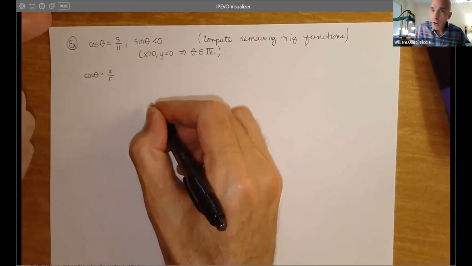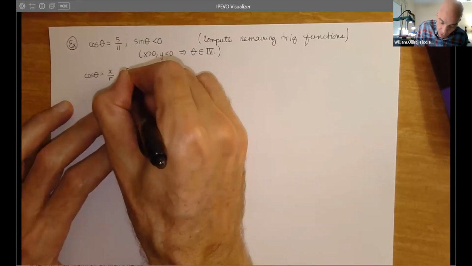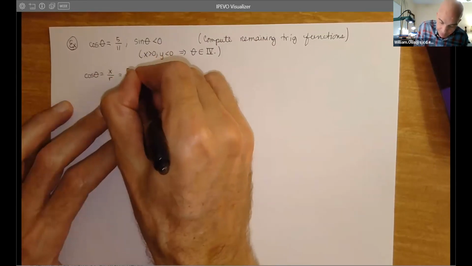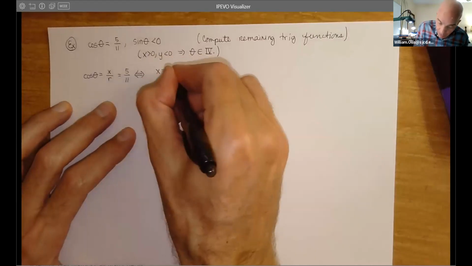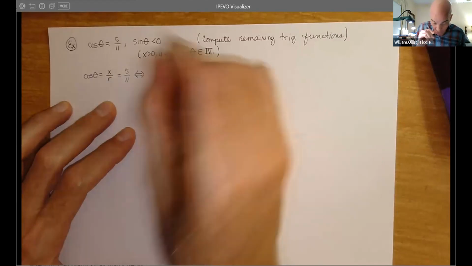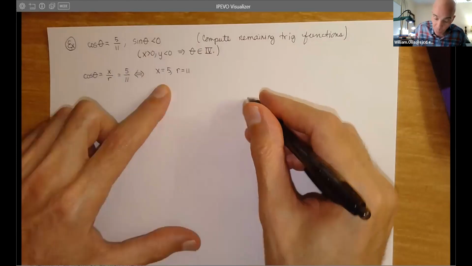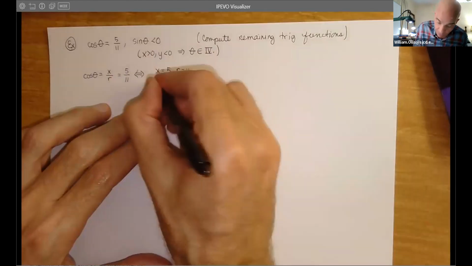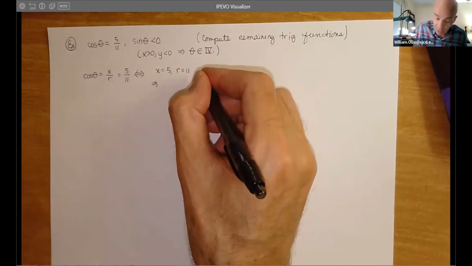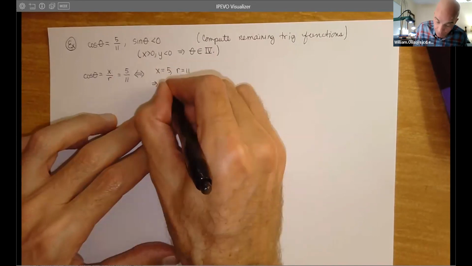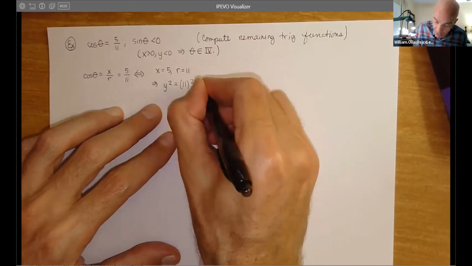Thinking of adjacent over hypotenuse, and this equals 5 over 11. So we can use the ratios. So equivalently, x equals 5, r equals 11. I mean, we can't reduce this. We could if we wanted to. The only thing that matters is the ratio. So now this will imply, using the Pythagorean theorem, just like if you were using the Pythagorean identity, we'll have y squared equals r squared, 11 squared, minus x squared.